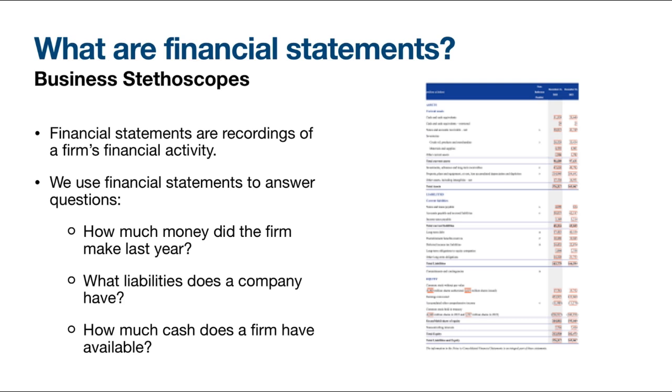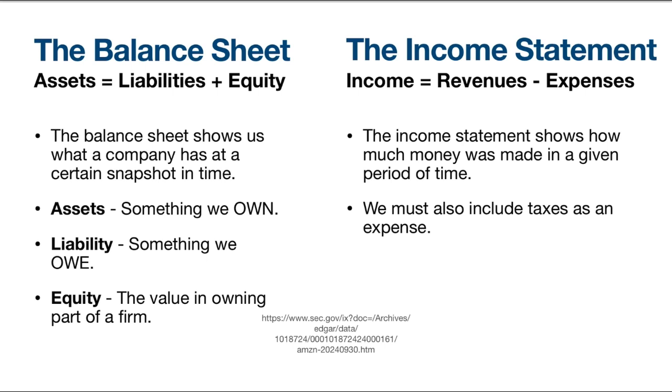Financial statements are just simple records of a firm's financial activity. They record what we spend, what we take in for income, and where our money's at. We use financial statements to answer questions like how much money did a firm make? What liabilities does a company have? And how much cash does a firm have available? These are all questions that we can answer by looking at financial statements, and they'll actually tell us a lot more about a company, and we'll get into that in the next lesson.